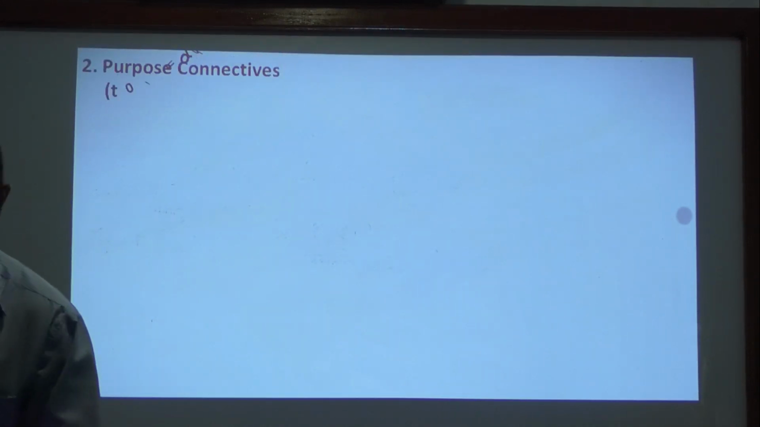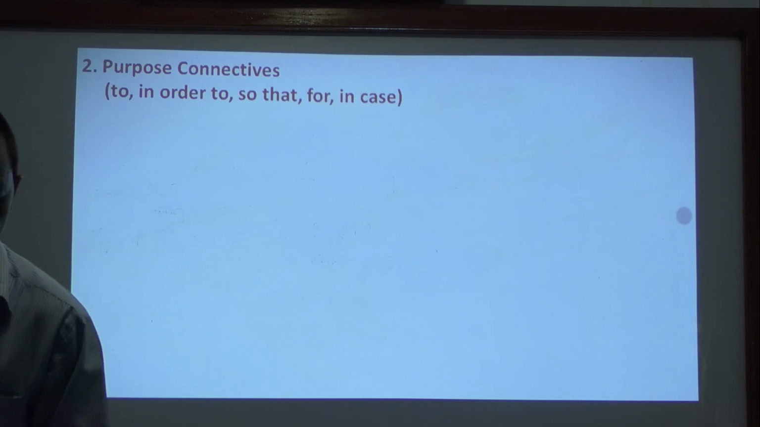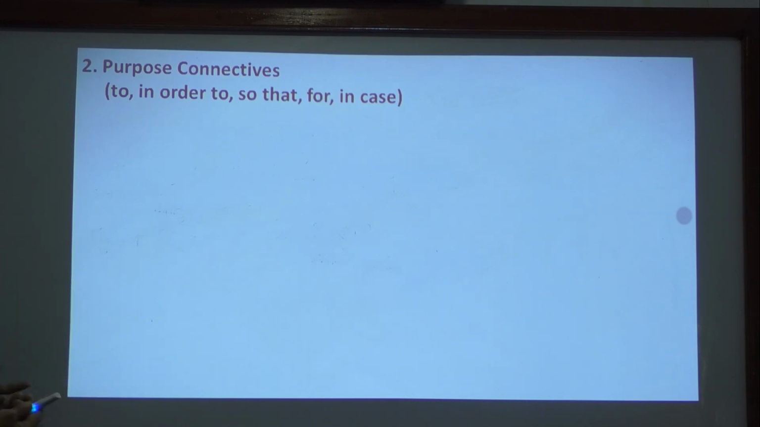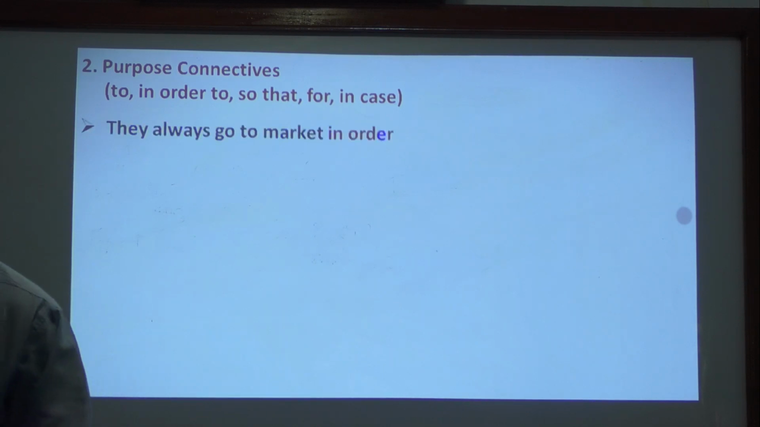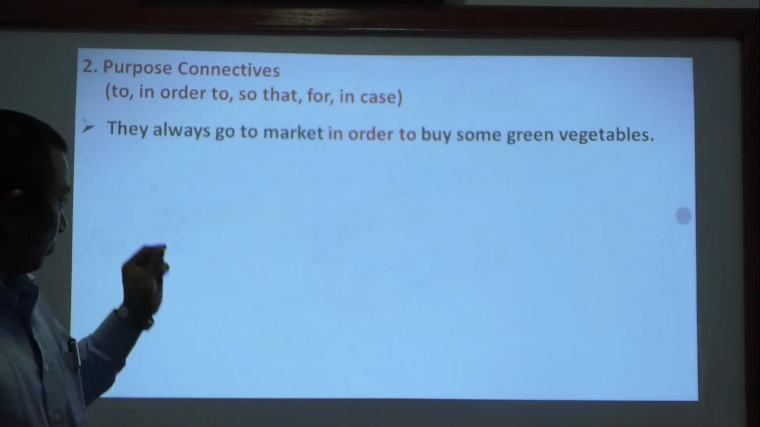Now in number 2, there are some connectives which link purposes. So purpose connectives, what are they? To, in order to, so that, for, in case, etc. are known as purpose connectives. How to use them? For example, they always go to market in order to buy some green vegetables. So why do they go to market? Their activity of going to market is for buying green vegetables. That's why it shows purpose. What is the purpose of going to the market? So here, in order to denotes purpose.